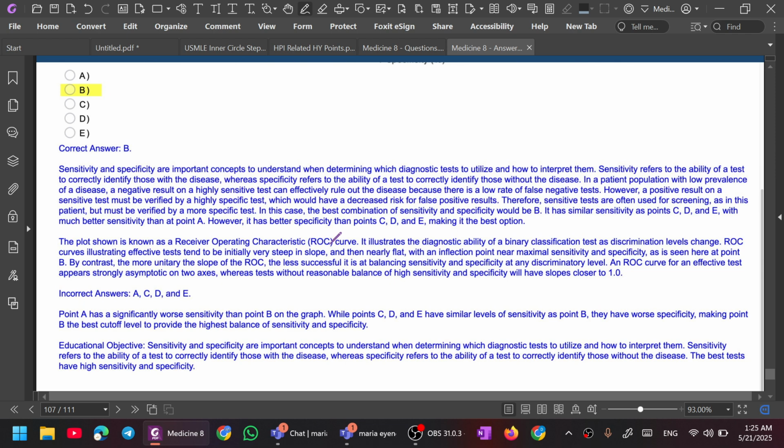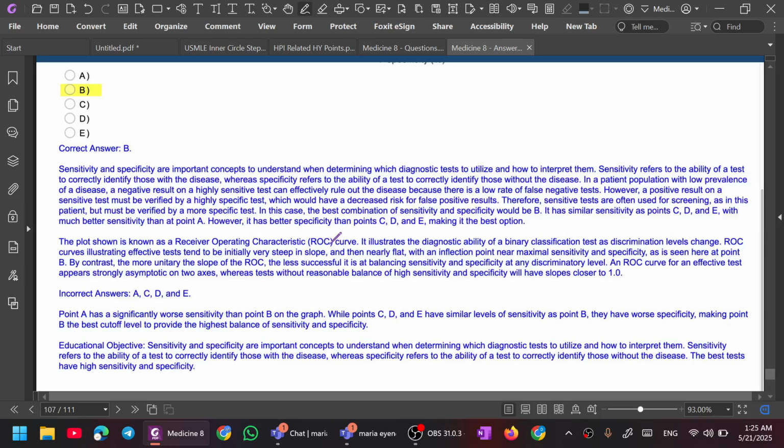The plot shown is known as the ROC curve. It illustrates the diagnostic ability of a binary classification test as discrimination levels change. ROC curves illustrating effective tests tend to be initially very steep in slope and then nearly flat, with an inflection point near maximal sensitivity and specificity, as seen here at point B.